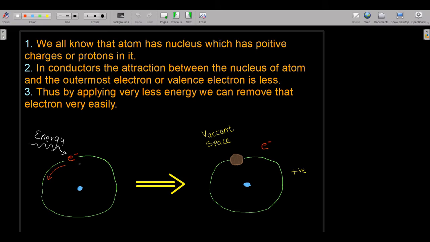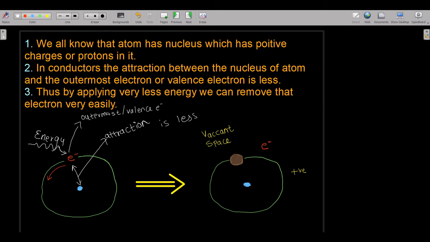Consider that this particular part is the nucleus. In conductors, the attraction between the nucleus of the atom and the outermost electron, or valence electron, is less. What this means is that the attraction between this outermost electron, this is our outermost or valence electron, and the nucleus is less.